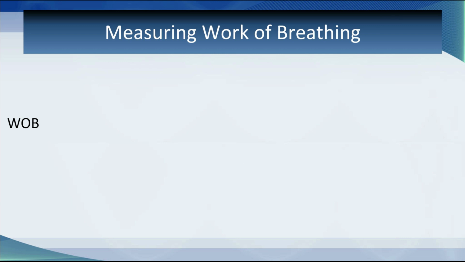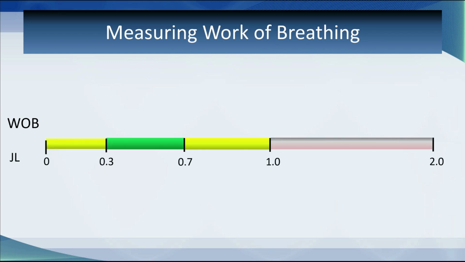I'm going to introduce here the work of breathing bar. Now this is only used in one mode of ventilation on the Puritan Bennett machines, but I think it's really useful as an illustrative tool as it will help you understand proportional assist ventilation. The bar looks like this and it measures work of breathing using joules per litre. It goes from 0 joules per litre to 2 joules per litre. There are 4 zones, the most important of which is the green zone that goes between 0.3 and 0.7 joules per litre. This is the optimal location of a patient's workload.